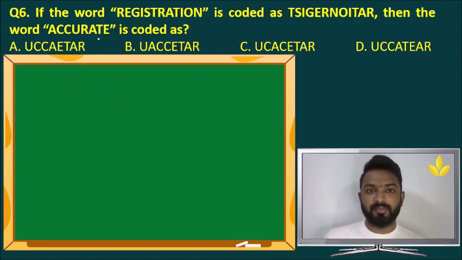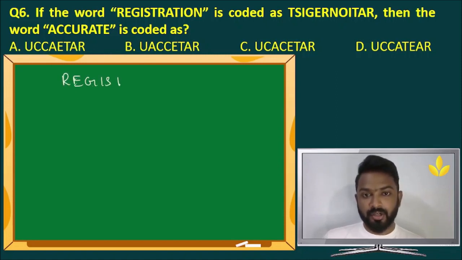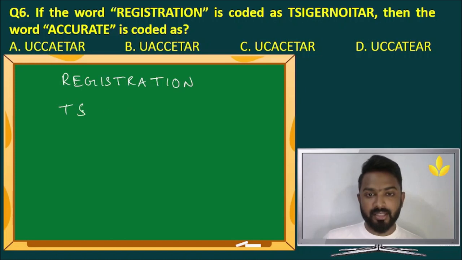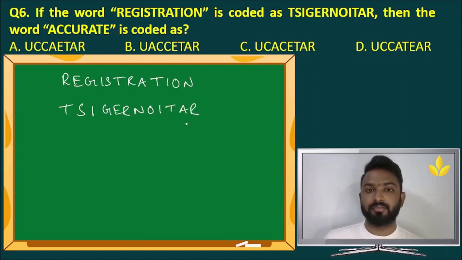Question number 6. If the word registration is coded as TSIGER NOITAR, then the word accurate is coded as what? Okay, so we have the word registration. The code is TSIGER NOITAR. What is the code? What is the key?